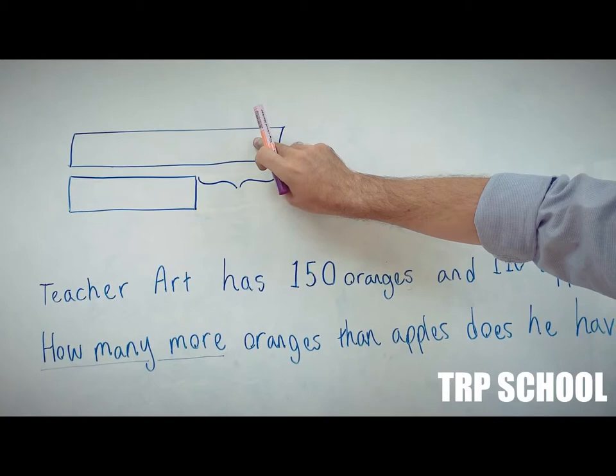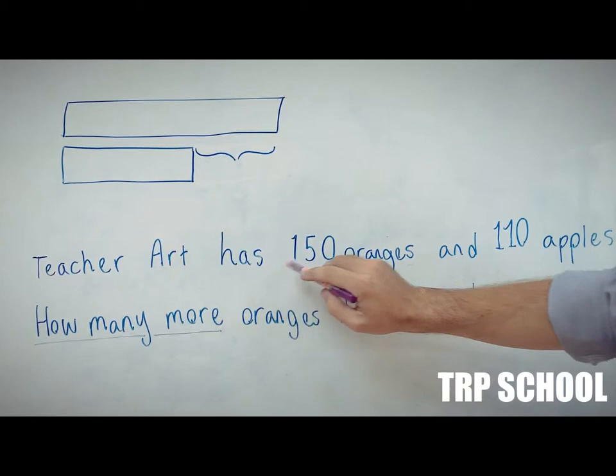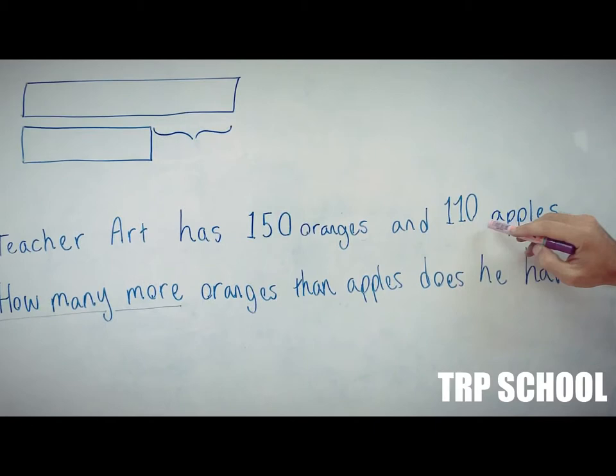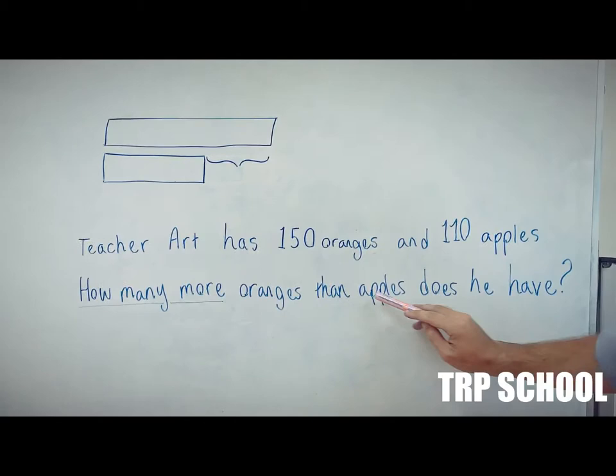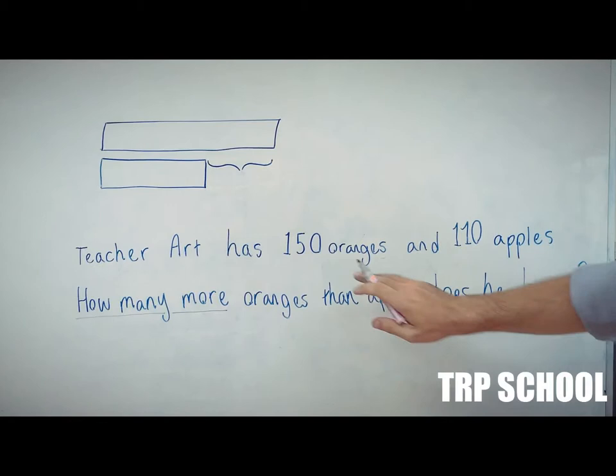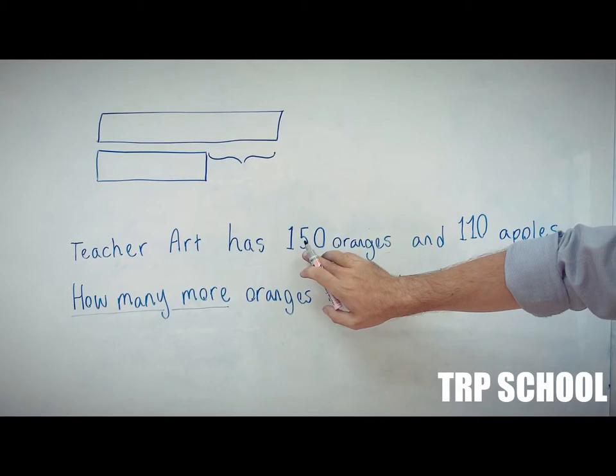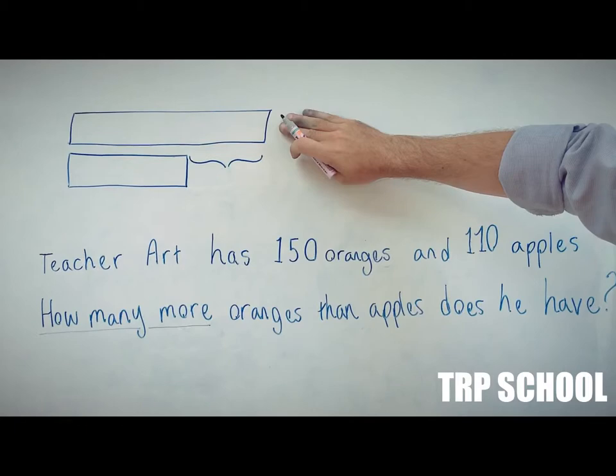Teacher Art has 150 oranges and 110 apples. How many more oranges than apples does he have? Let's start by writing down our oranges in the model. Because 150 is our bigger number, I'm going to use this bigger block to represent my oranges. I can write my oranges on the left.